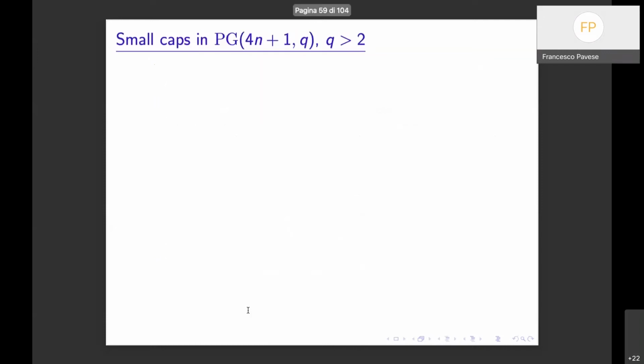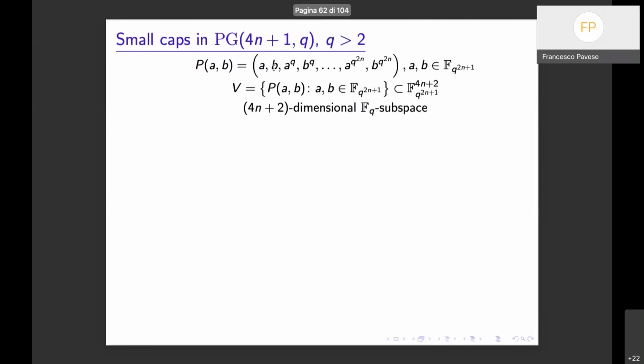Here, we would like to outline a construction of small caps which holds in odd characteristic, for fields of odd characteristic as well, in the case when the ambient projective space has dimension congruent to -1 modulo 4. In order to do that, we consider a vector space over FQ with vectors represented by elements in this way.